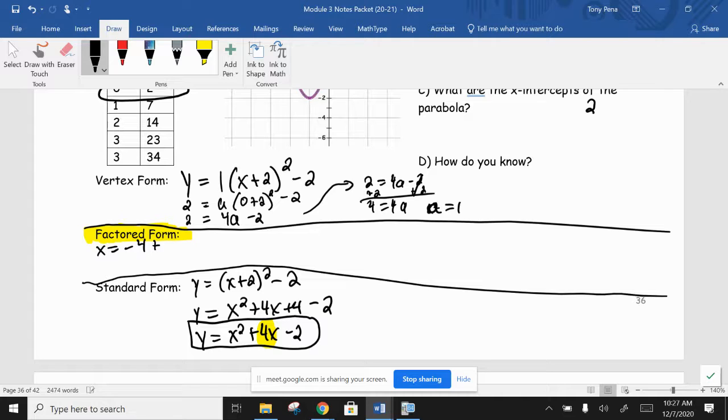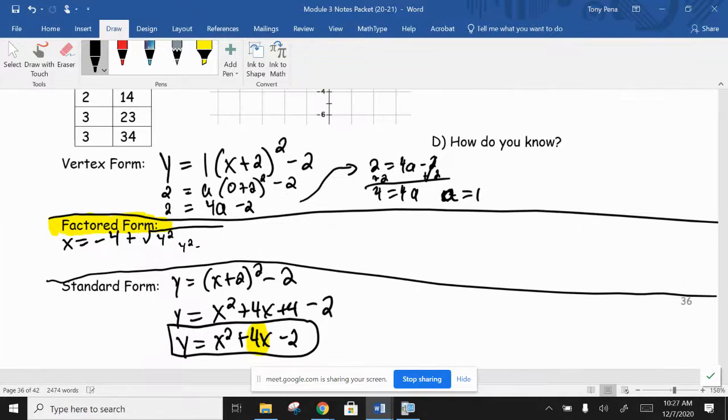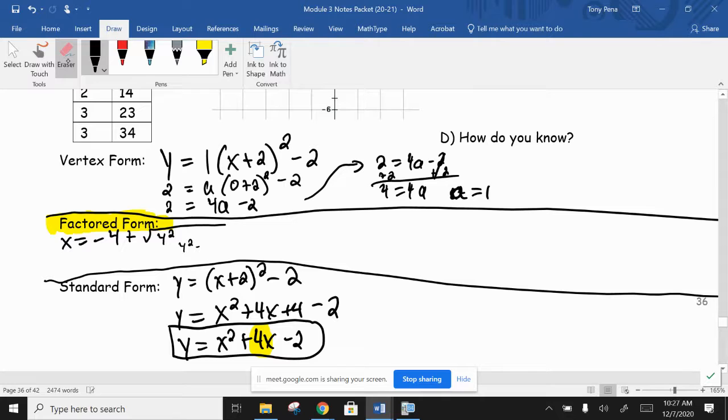Plus or minus the square root of b squared, so 4 squared. I'll make this bigger here. You can see. And then minus 4 times a. A has to be the 1, and that's right here. And then our c has to be this, not good, negative 2 that was there that I crossed out.